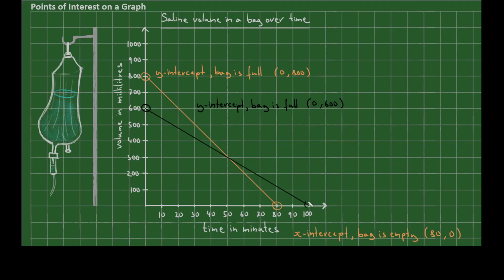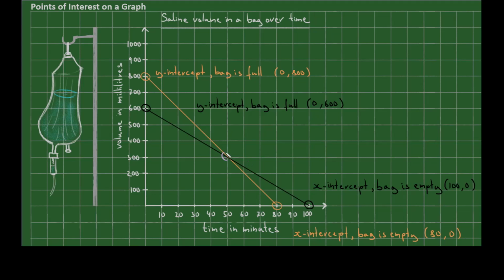The x-intercept represents a point in time when the bag is empty, and the complete coordinate is 100, 0. This means that the second bag will be empty after 100 minutes.